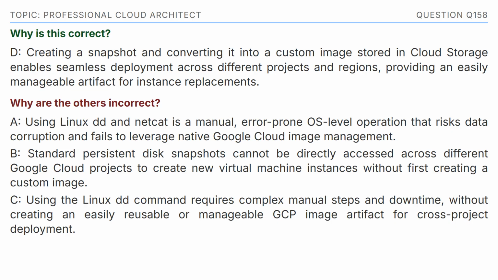Why are the others incorrect? A. Using Linux dd and netcat is a manual, error-prone OS-level operation that risks data corruption and fails to leverage native Google Cloud image management. B. Standard persistent disk snapshots cannot be directly accessed across different Google Cloud projects to create new virtual machine instances without first creating a custom image. C. Using the Linux dd command requires complex manual steps and downtime, without creating an easily reusable or manageable GCP image artifact for cross-project deployment.